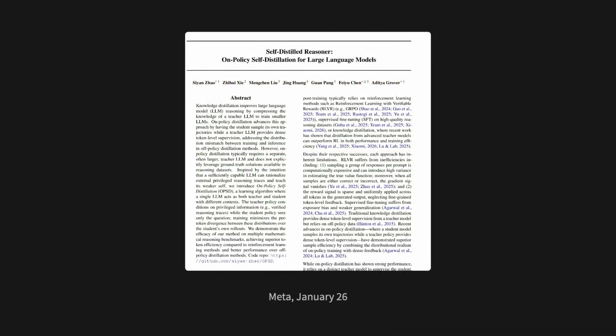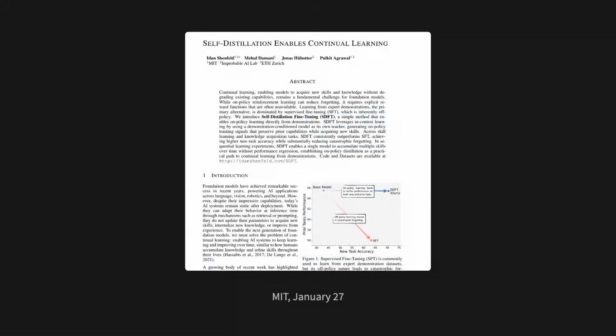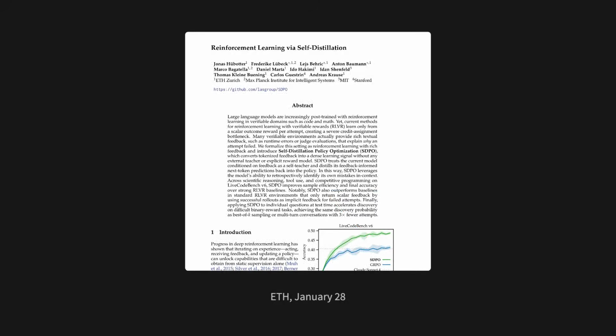Now the titles read themselves. Meta's is called Self-Distilled Reasoner, and it grades reasoning traces this way. MIT says self-distillation enables continual learning, using it to add new skills without losing old ones. And ETH's is reinforcement learning via self-distillation, plugging the trick into the RL loop.